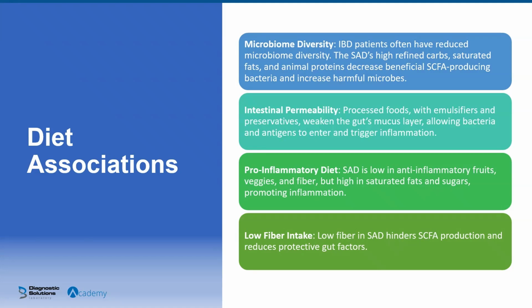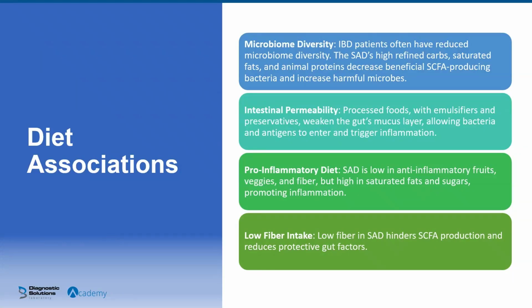Inflammatory bowel disease patients generally have a reduced microbiome diversity. The standard American diet, full of highly refined carbs, saturated fats, and animal proteins, leads to a further decrease of the short-chain fatty acids that help support both the microbiota and the intestinal cells. They also have intestinal permeability. Processed food with lots of emulsifiers and preservatives will weaken the GI's mucus layer, and then the bacteria and antigens will enter and trigger an inflammatory response because they're not supposed to be there.